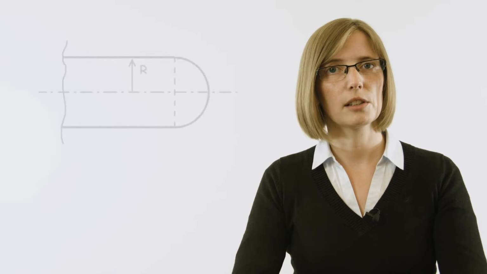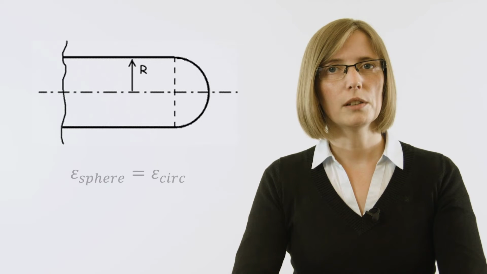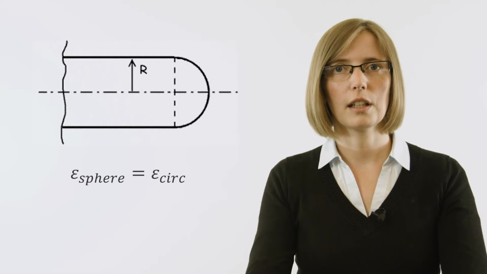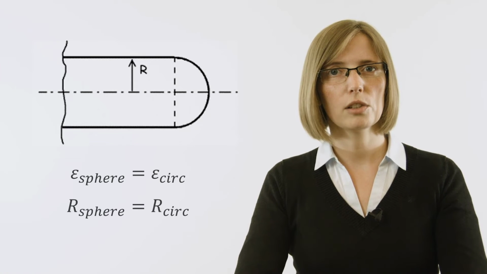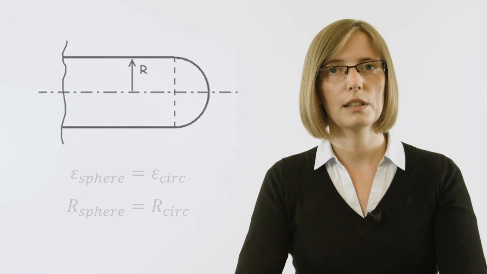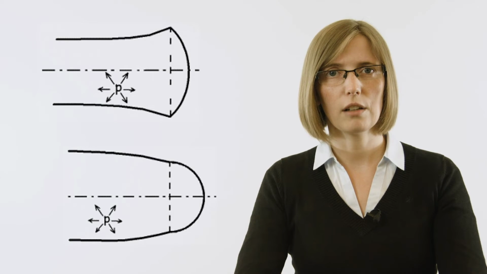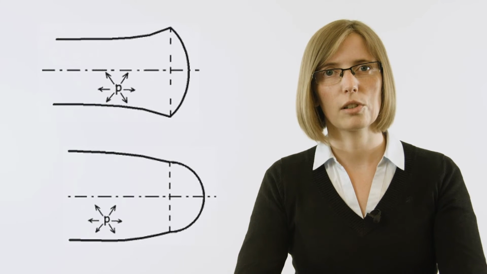So what do we need at the connection of the cylindrical and spherical section? We want the strains in circumferential direction at the connection to be equal to each other. And we also want the radius of the sphere to be equal to the radius of the cylinder. This way, we can avoid discontinuities in a structure. So what does that mean for our structure? Can we then say something about the thickness both sections need to have at the connection?